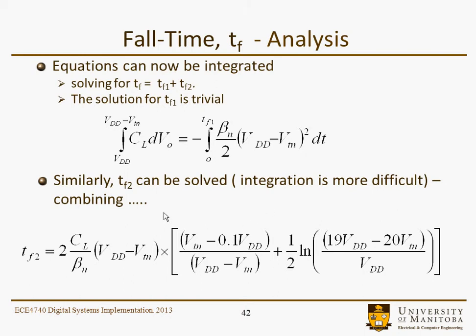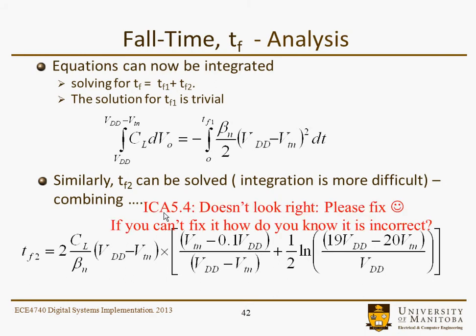This is what someone else had generated, but it leaves a nice in-class assignment. It doesn't look right, so you're asked to please fix it. If you can't fix it, then let me know how you know it's incorrect. The hint for that should be along the lines of dimensional analysis, and you just make sure that dimensions are consistent on the left-hand side and the right-hand side.